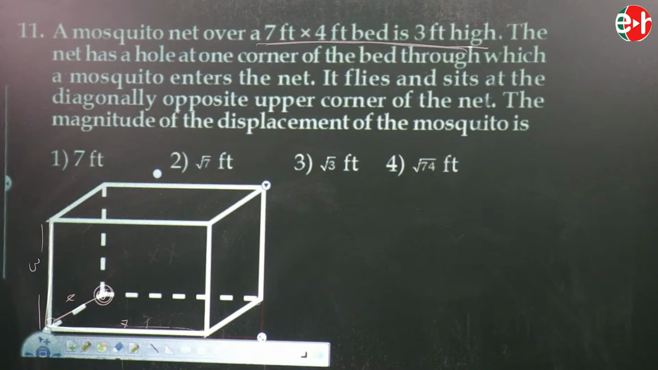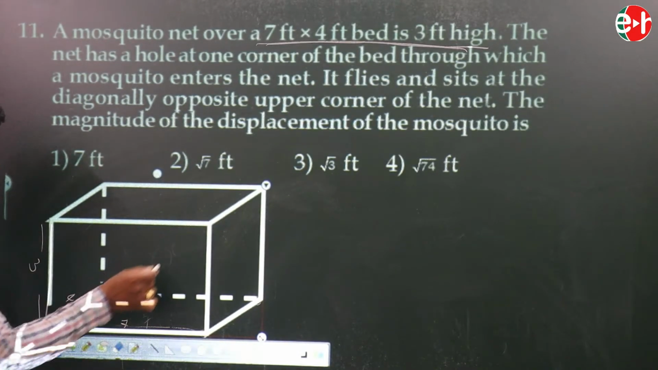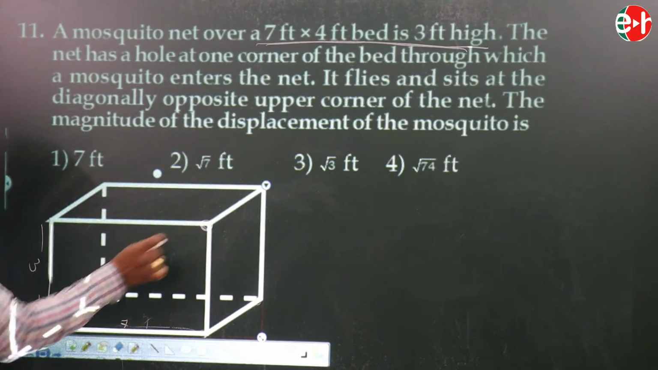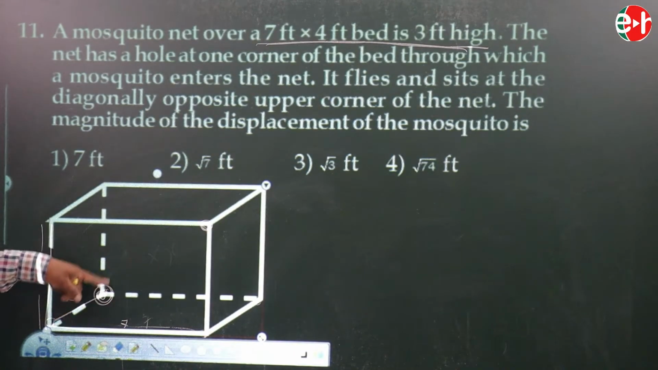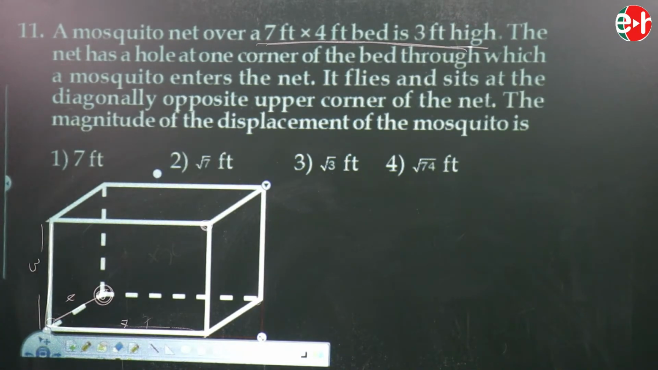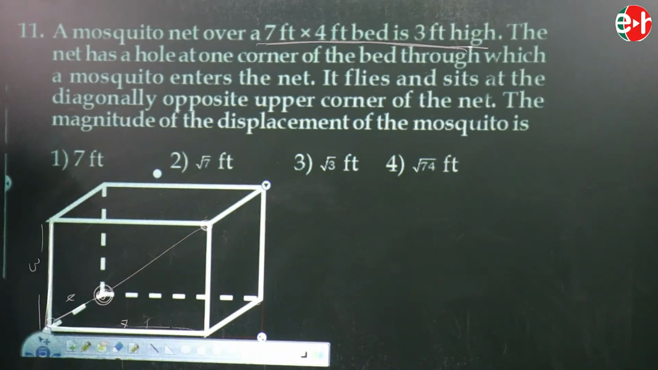It flies and sits at the diagonally opposite upper corner of the net. So the mosquito enters like this and flies and sits on the diagonal opposite. So here it is, it is sitting here, diagonally opposite. Actually it is at the back, it is coming front. So it is flying and sitting here. The question is, what is the magnitude of the displacement of the mosquito? So it is moving from here to here, like this. We need to find this position.